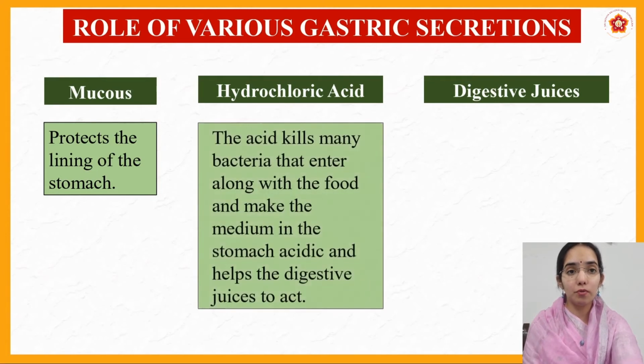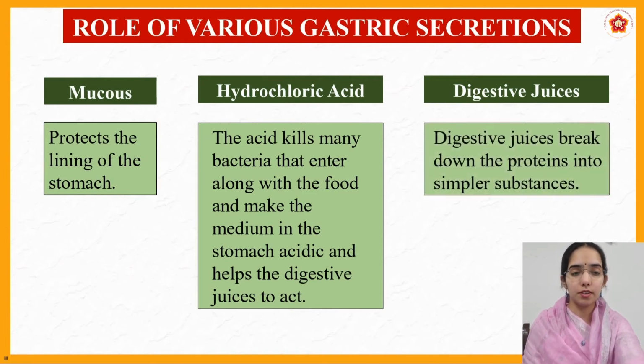And now what is the role of this hydrochloric acid? This acid kills many bacteria that enter along with the food and makes the medium in the stomach acidic and helps the digestive juices to act. Generally, for the digestive juices to act, we need a slightly acidic medium. But hydrochloric acid's main job is to kill the bacteria or anything harmful that we have ingested.